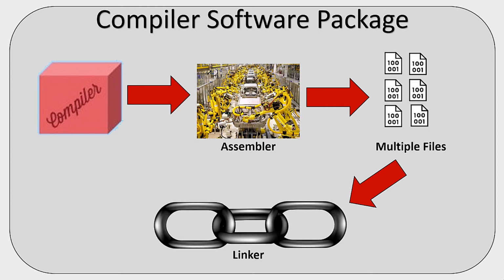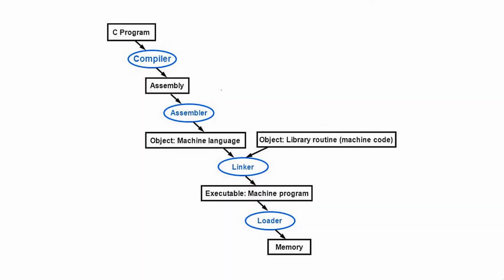The linker will take all the independently assembled machine language programs and object files and put them together. This produces a .hex file that the microprocessor can understand and run. Now this figure, though it applies to C and C++ programming in general, is a good illustration of this process.